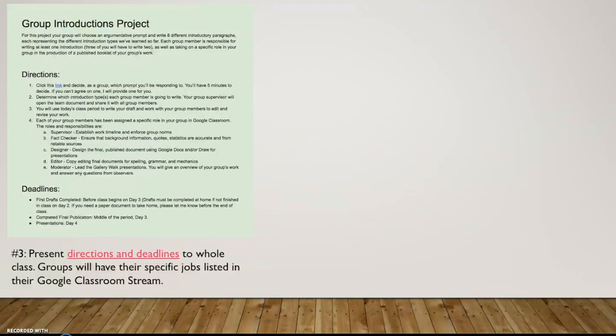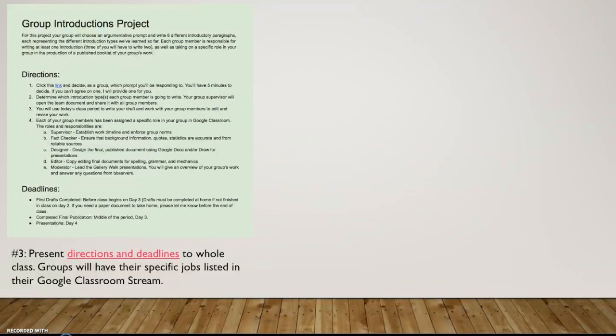The 5 different roles I have are the supervisor, who is going to be facilitating the timeline and enforcing the group norms. The fact checker is going to make sure that all of the information presented in all the introductions is accurate. The designer is the person who's going to be designing the final product. So rather than just have this be a static text document, I'm going to have them use some visual representation in order to not just tell me what the different 8 introductions are doing, but to show me as well. The editor is going to be responsible for copy editing the final documents for spelling, grammar, and mechanics. And then finally, the moderator is the person who's going to lead the gallery walk presentation.